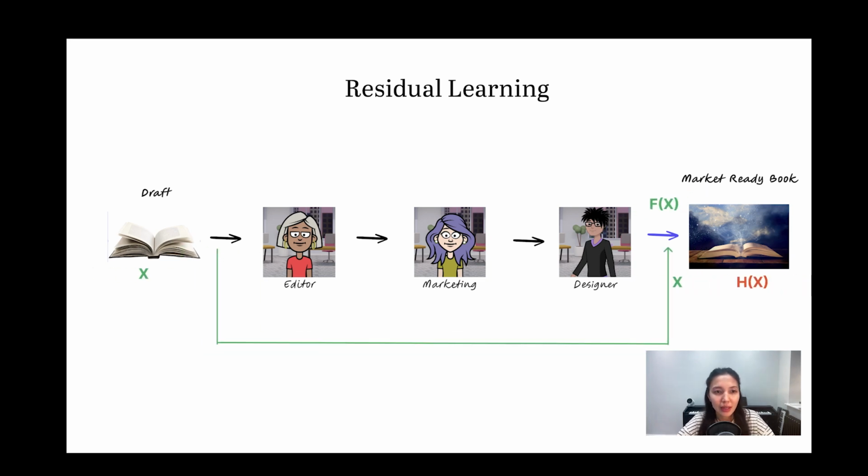In order to ensure that the essence of the draft is not lost, it's added to the output of the teamwork. This example illustrates how residual learning works. Here, draft is an input to the stack of layers and it's defined as x. Market-ready book is a desired output, h of x. And f of x is an incremental improvement that team made to x, meaning that instead of directly learning h of x, the network learns residual function f of x, which is basically h of x minus x, that simplifies learning process and allows to train very deep networks.